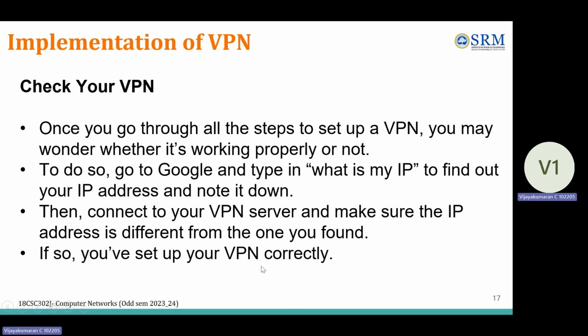Then connect to a VPN server and make sure that the IP address is different from the one you have noted down in your notebook. Because the VPN server provides a different IP address, not your own IP address, in the sense your network interface card IP address is not shown on the VPN side. So once you have a different IP, then you can confirm that you have configured your VPN correctly. Otherwise, you need to troubleshoot your VPN app.